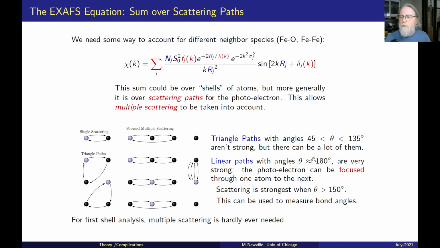And linear paths with angles around 180 degrees can be very strong, as the photoelectron gets focused through the center atom here. Those can be useful for determining bond angles. And so XAFS, in that sense, is not simply dependent on R, but is three-dimensional. It is also important to keep in mind when modeling data past the first or second shell. In the first shell, multiple scattering is hardly ever really needed. In the second shell, it's often needed, but not always.